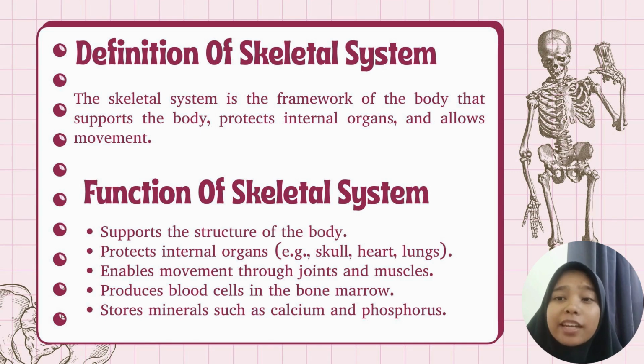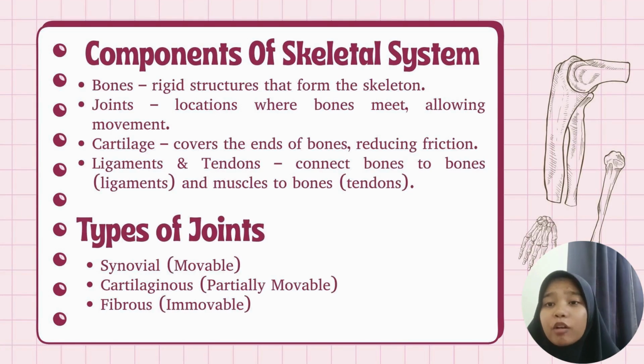It has several vital functions, which include supporting our posture, protecting organs like the brain, heart, and lungs, acting as levers for our muscles, producing blood cells in the bone marrow, and serving as a storage site for essential minerals like calcium and phosphorus. This system is made of bones, joints, cartilage, and ligaments.